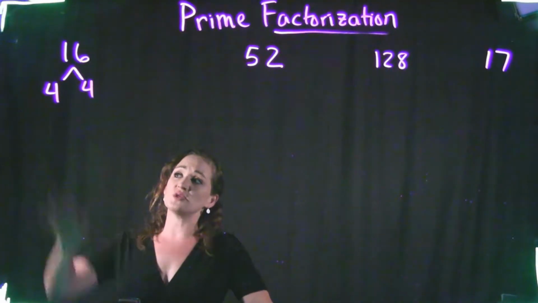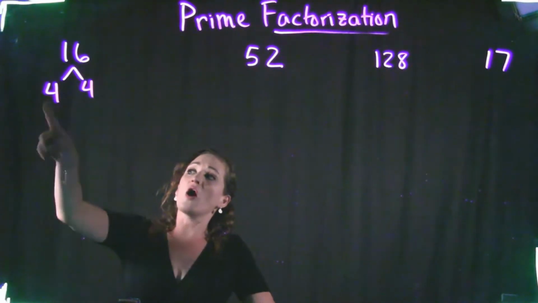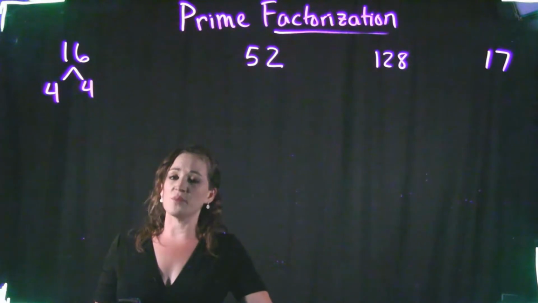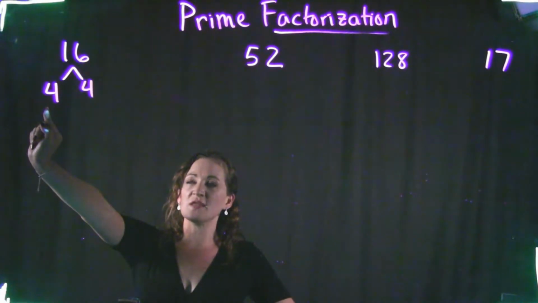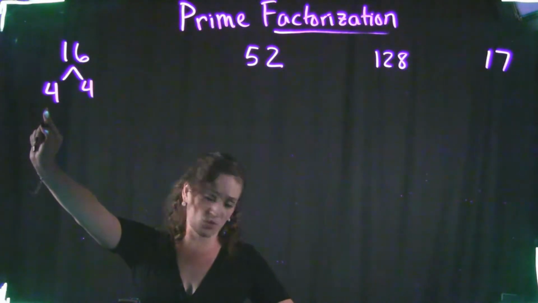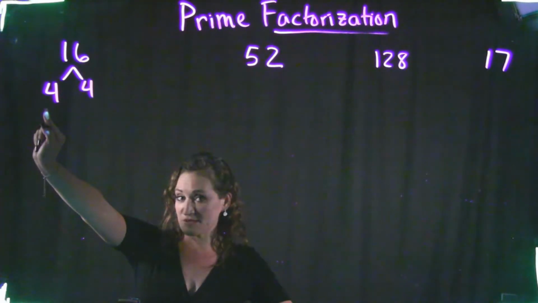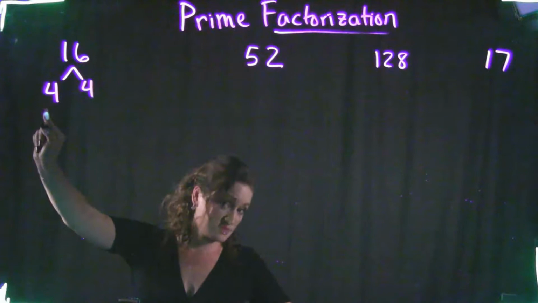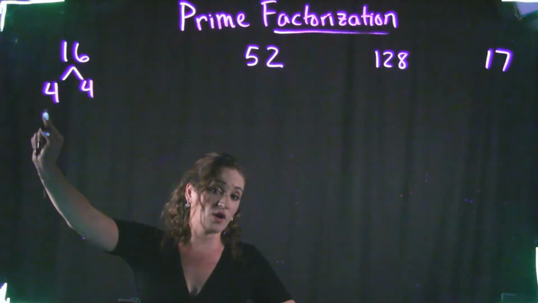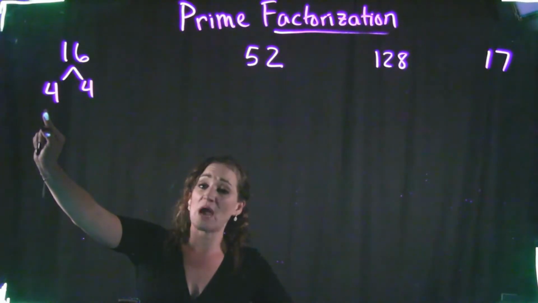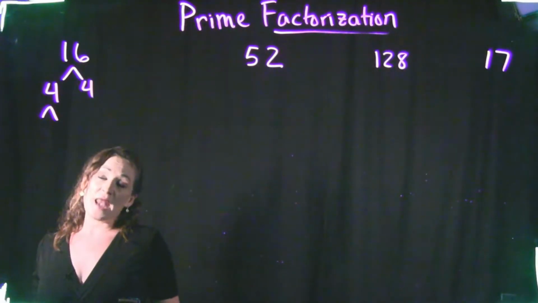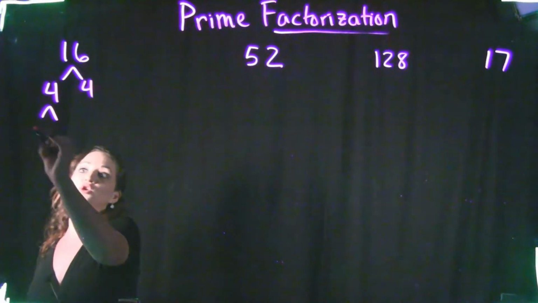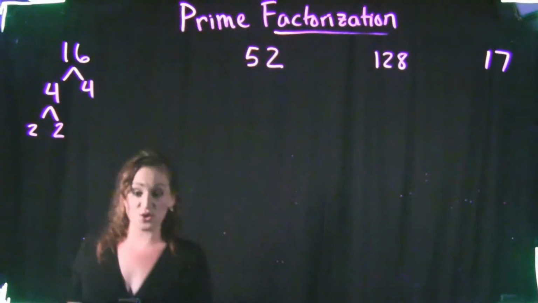And then what you want to do is think to yourself, are either one of these prime numbers? So is 4 a prime number? Is there anything that can multiply to get 4 besides 1 and 4? Now 1 times 4 is 4. 2 times 2 is also 4. Therefore 4 is not a prime number, which means that I can break it up again. I can break 4 up again using 2 times 2.